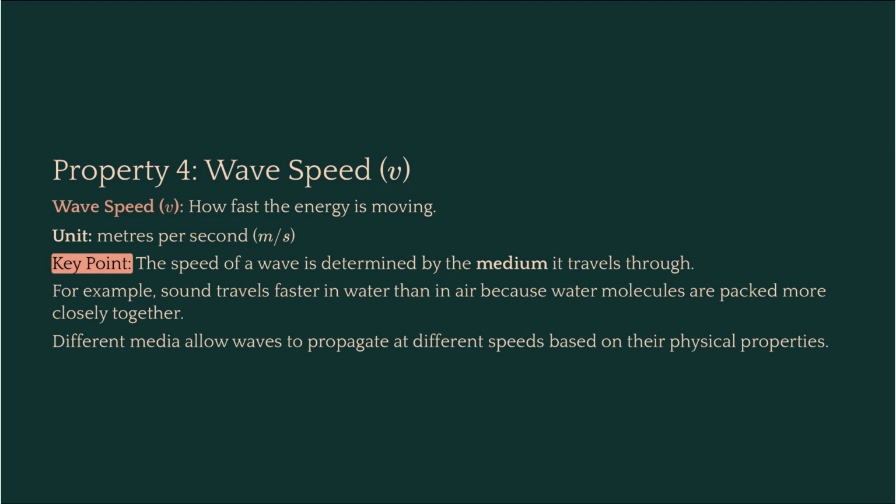Finally, we have wave speed, V. This is just how fast the energy is moving in meters per second. Now, this is a critical concept. The speed of a wave is not set by its frequency or wavelength. It's set by the medium, the stuff it's traveling through. Sound travels at one speed in air, a different, faster speed in water, and an even faster speed in a solid like steel. The medium is in charge of the speed.